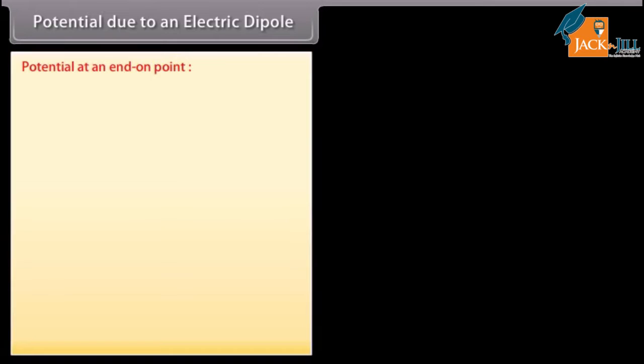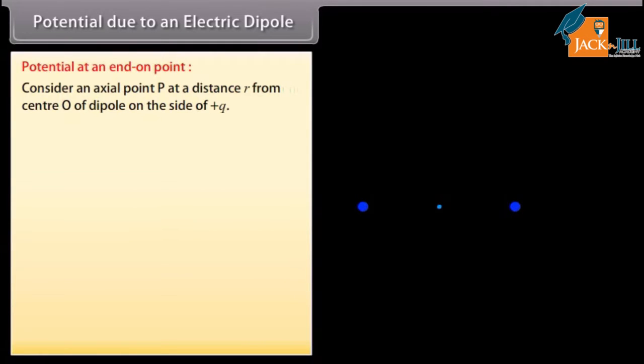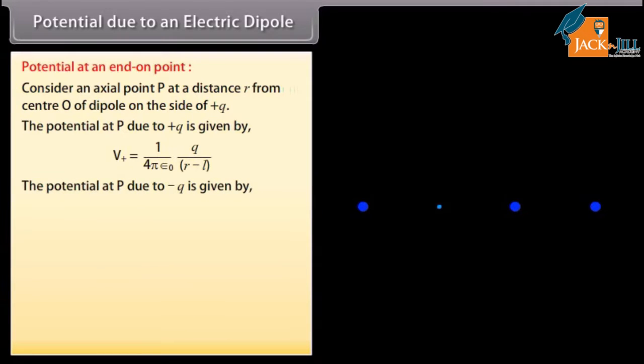Potential at an end-on point. Consider an axial point P at a distance r from the center O of the dipole on the side of +q. The potential at P due to +q is given by V positive equals 1 upon 4 pi epsilon naught multiplied by q upon r minus l. The potential at P due to -q is given by V negative equals 1 upon 4 pi epsilon naught multiplied by -q upon r plus l.